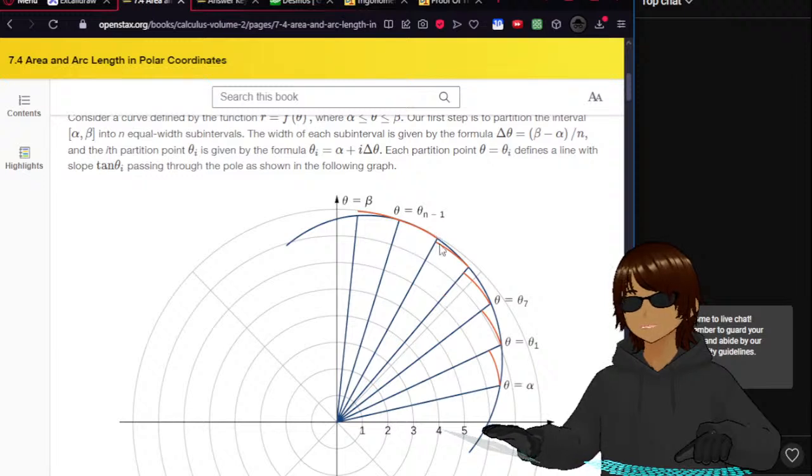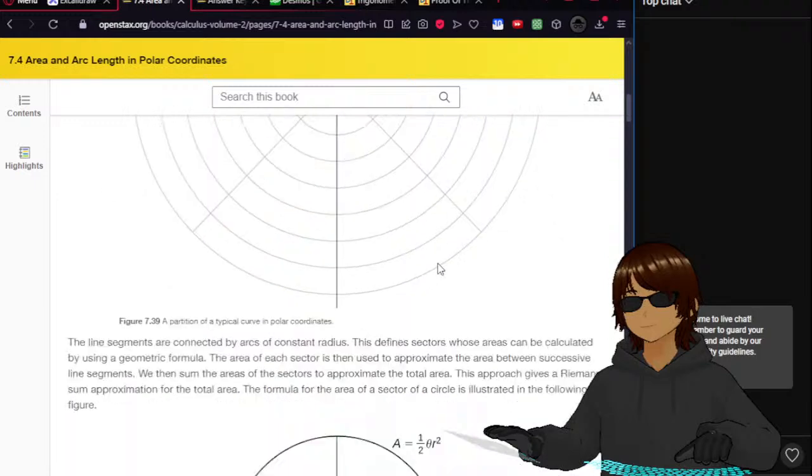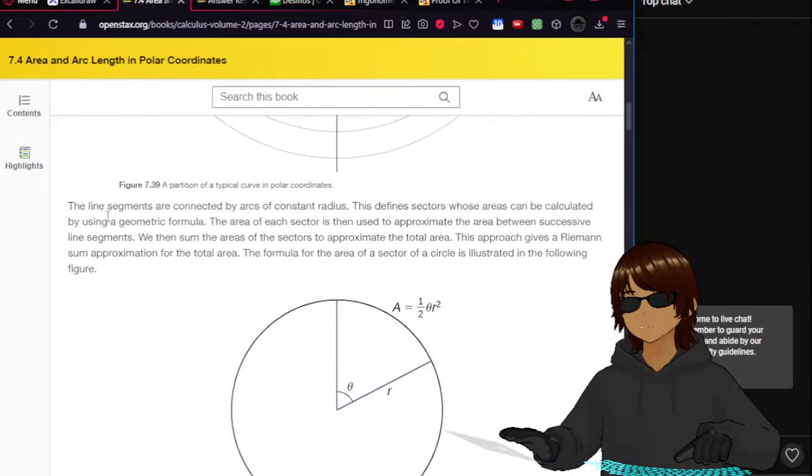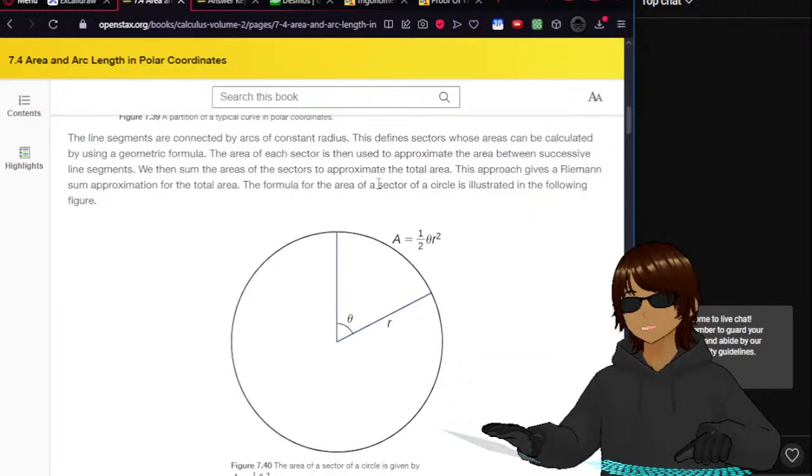Oh, so they are making curves which are equidistant to the pole. The line segments are connected by arcs of constant radius. The formula for the area of the sector of a circle is illustrated in the following figure. Area is half theta r squared.